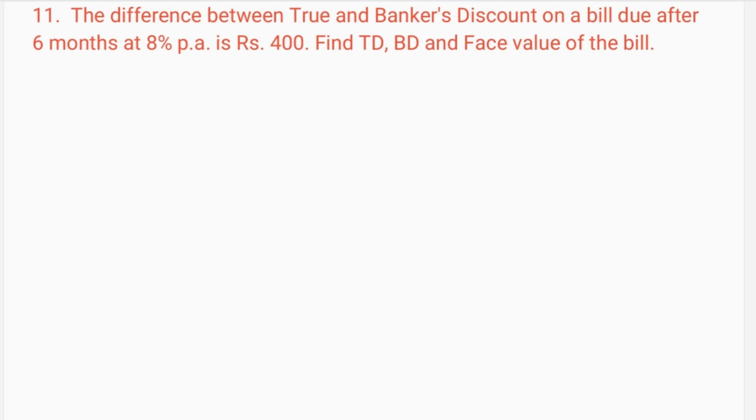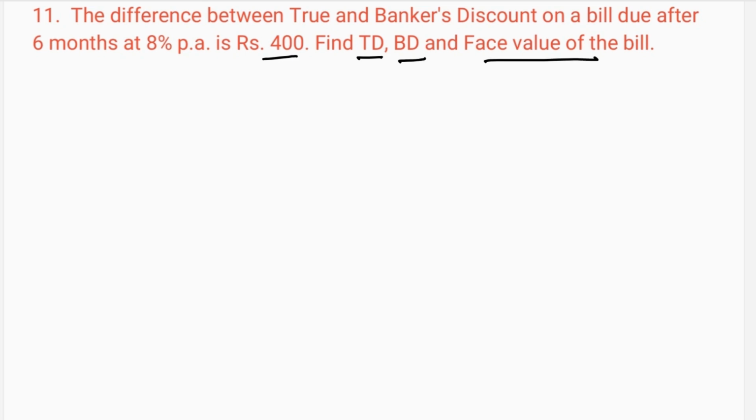So the next problem, the 11th one: the difference between true and banker's discount on a bill due after 6 months at 8% per annum is 400. So exactly same as the previous problem, and in the same method we will do that one. Here what we need to find out: true discount, banker discount, and also face value of the bill.